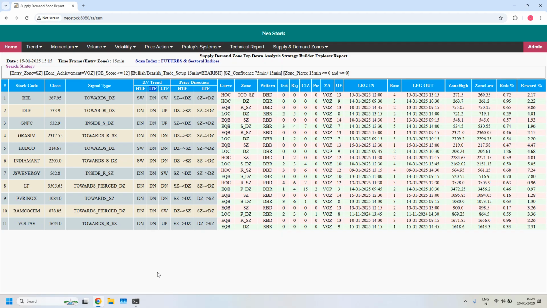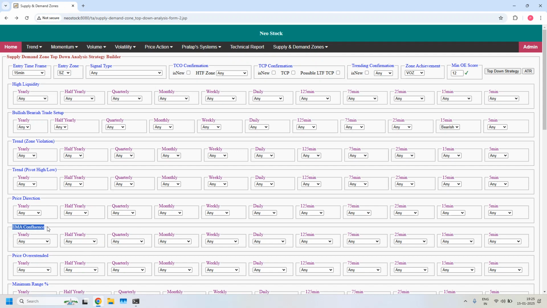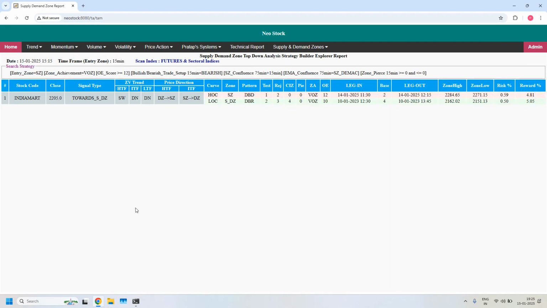Because 15 minute supply zone is part of the 75 minute supply zone, if the 75 minute supply zone is having daily EMA confluence, they are even more high probability trade setup supported stocks. So in the EMA confluence at 75 minutes time frame, because the 15 minute supply zone is part of the 75 minute supply zone, that's why we are setting 75 minute supply zone with daily EMA confluence. With this filter, we got only 1 stock. This is even more high probability trade setup supply zone. Maybe that is the reason why this is already tested and moving towards the demand zone.